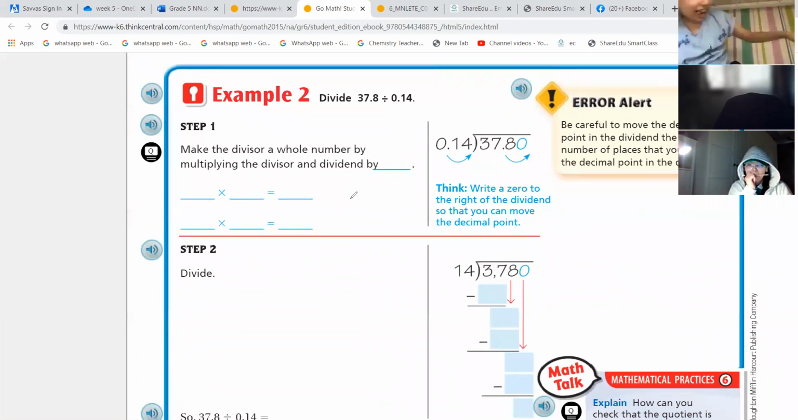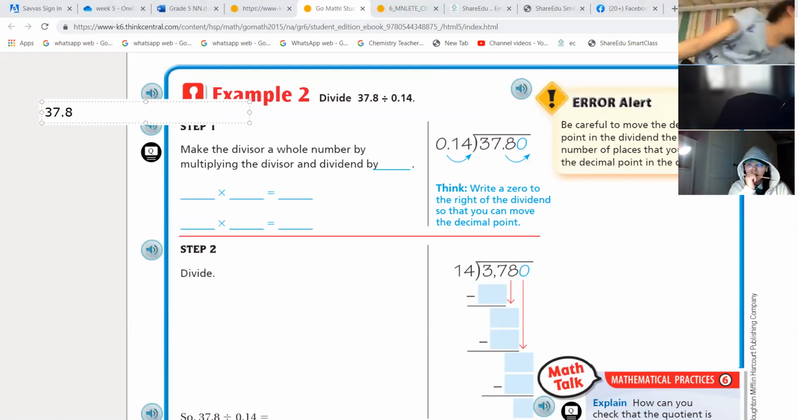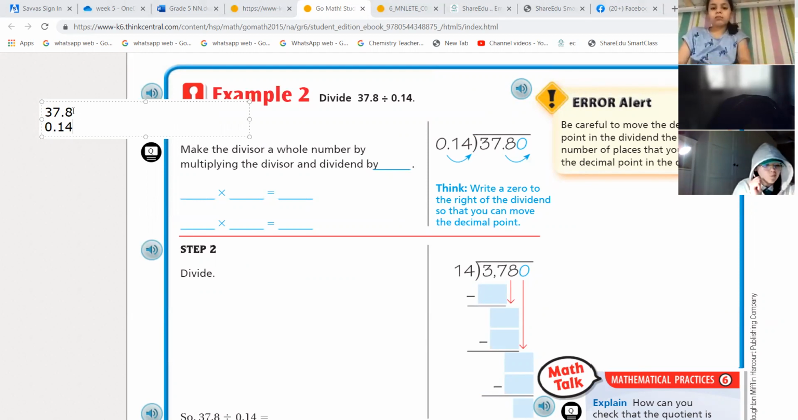Why? Because here you have 37.8 and you have one number. And the next one, you have two numbers. What will you do? It's compulsory for you to multiply both with the same number. Simple, I can add how many zeros I want. I can add as many zeros as I like, girls, to make the two numbers the same.